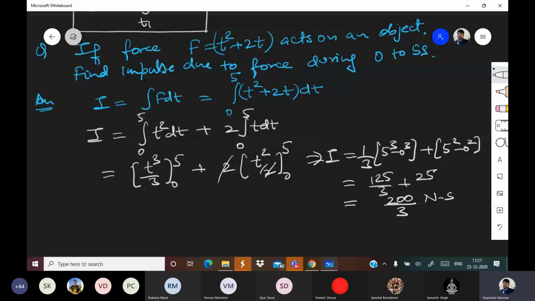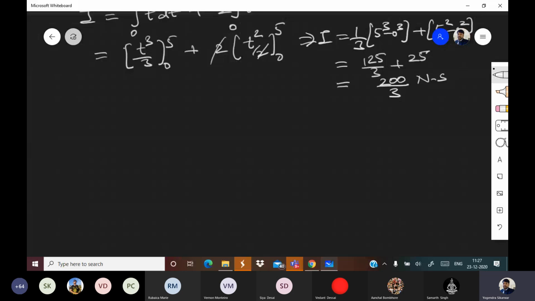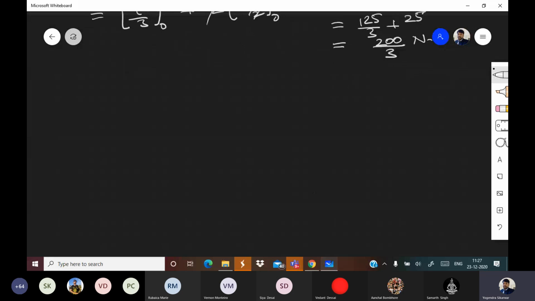So this is also a way to calculate impulse. Now we are going towards collision. So let us get back to the collision.